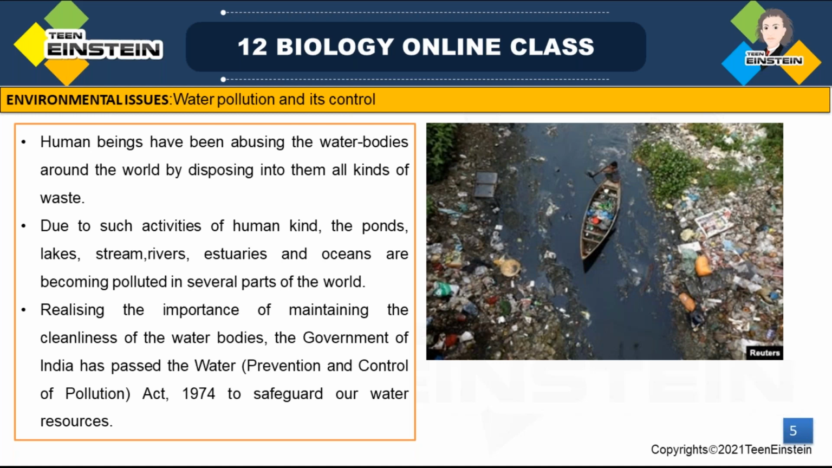So we have to understand the importance of maintaining clean water, or how clean we should keep our water bodies. That importance we should understand. So for that, the Government of India passed the Water Act for prevention and control of pollution. The Water Act in 1974, for what? To safeguard our water resources. That is for the prevention and control of pollution.